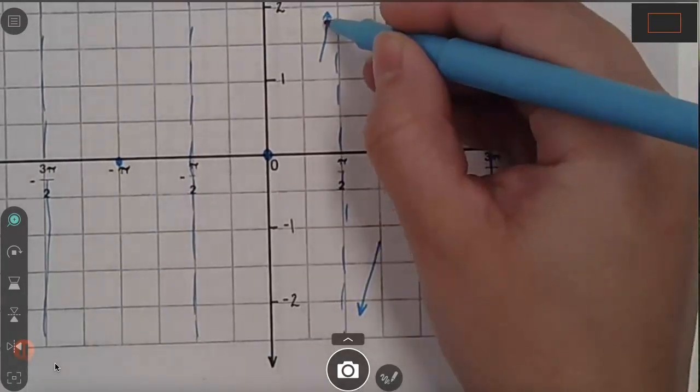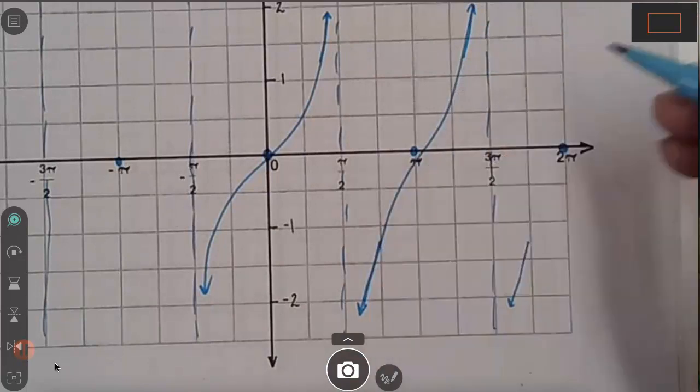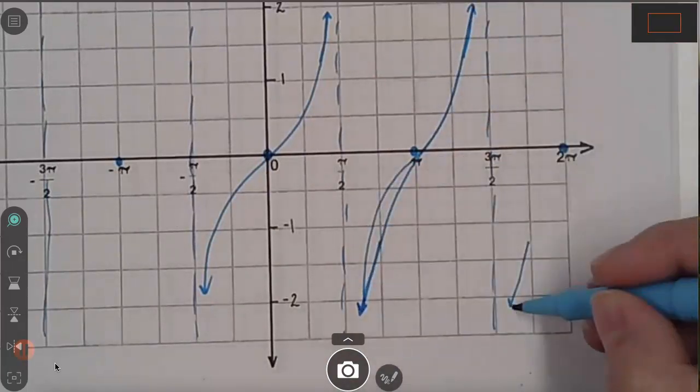So following that, tangent looks something like this. There's a little bit of a kink there. Sorry. There we go.